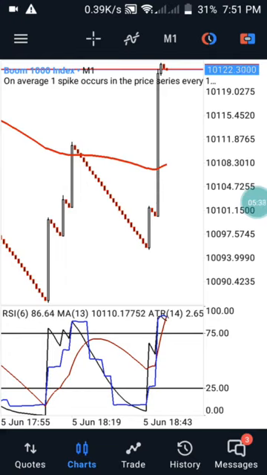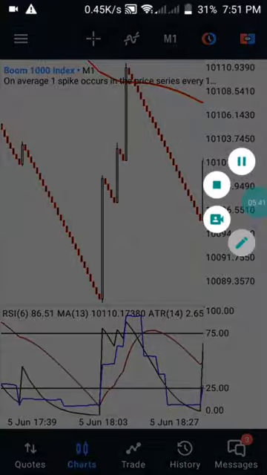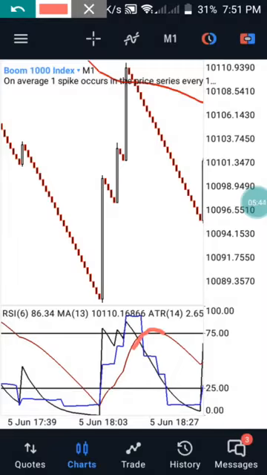So what you are going to be looking at is anytime it is crossing above the 75 level, that's your first confirmation. And the second confirmation is when your black 9, which is your relative strength index, is also above the 75 level. There is always this cross between the black 9 and the red 9 that are going to be crossing each other on the 75 level. So anytime they cross each other on the 75 level, that is the right time for you to enter a sell entry on Boom 1000, 1 minute time frame.